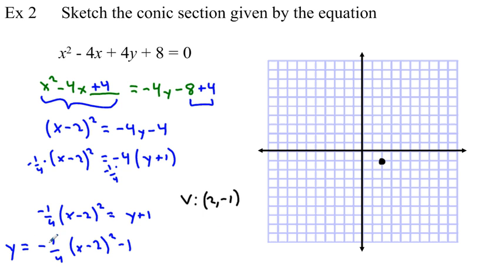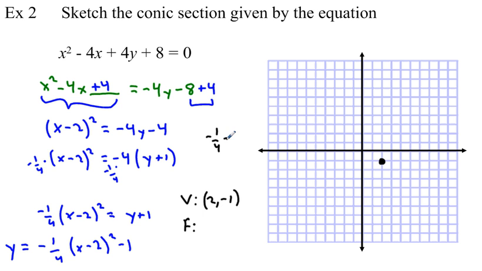Now, based on the equation, this parabola is going to open like a U upward or like a U that faces downward. Since a is negative, this parabola is going to be a U facing downward. Let's be more specific. I want to know the focus of that parabola. Well, here's how I find it.